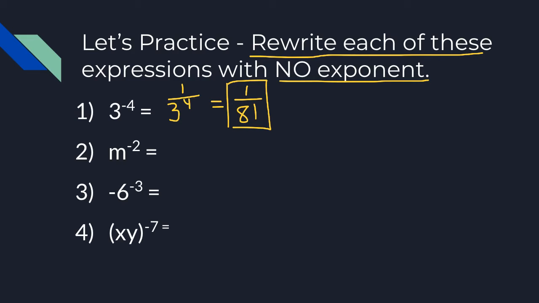Let's go to the next one. 1 is my placeholder. Move m down and ditch the negative. 1 over m squared, but I can't use an exponent. I could just go m times m to follow the directions.